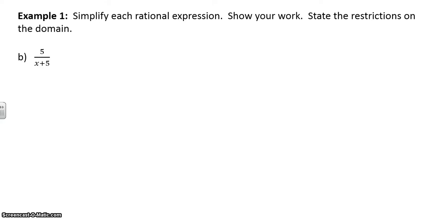All right, so let's look at example 1b. So simplify. So here, there's nothing to factor, so I don't need to factor the top or the bottom. So then I'm going to go right to doing my restrictions. Well, I would set this not equal to 0 because it can't equal 0, and then go ahead and solve, so minus 5. So then my restriction would be that x cannot equal negative 5. So x can be any other number except for negative 5.